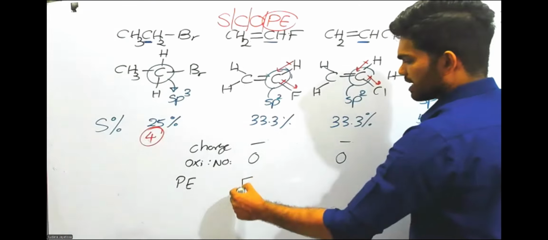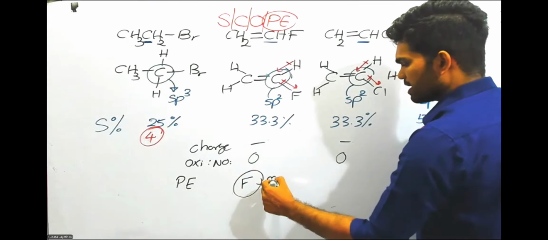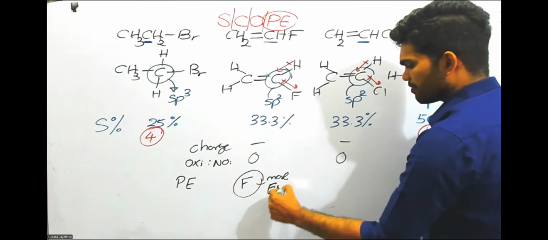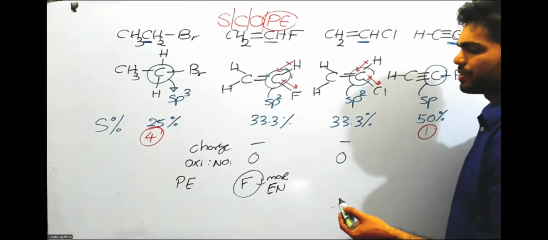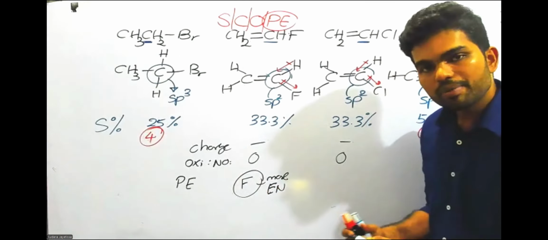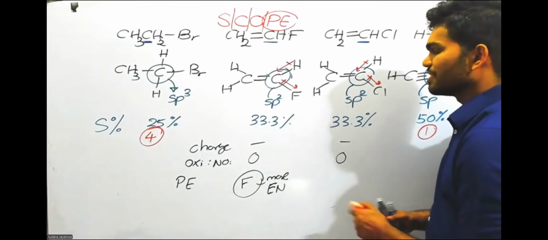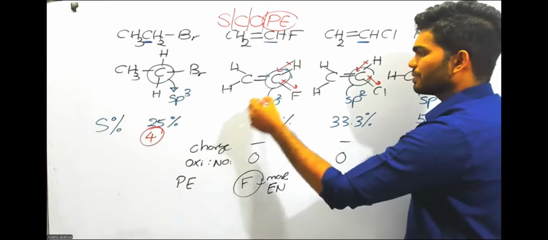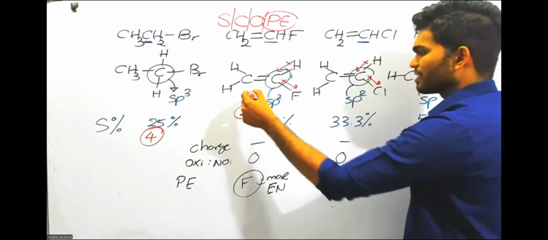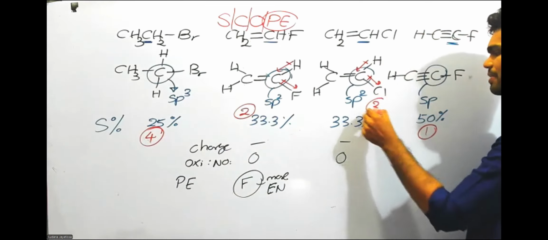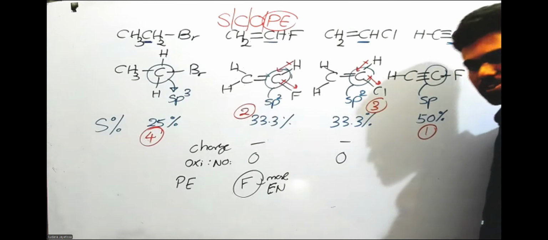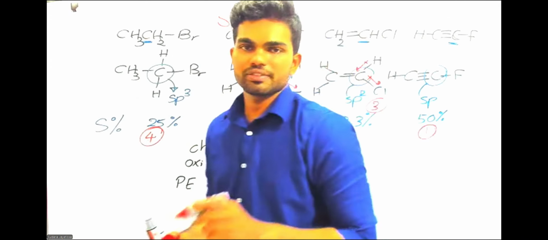So here the peripheral atom is fluorine and it is more electronegative. If the peripheral atom is more electronegative, our central atom, our carbon, is also going to be more electronegative. Understand? So therefore, our second most electronegative atom is this carbon. And then we have the third one. Understood? That's how answer 4 is coming.